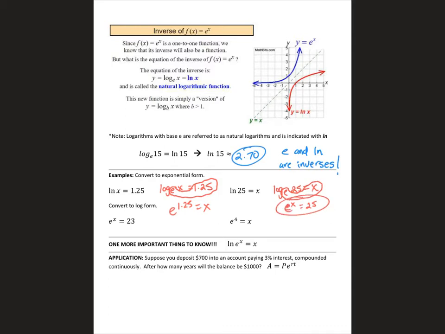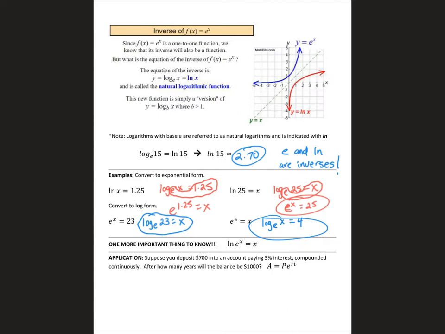Now in the next two examples, they're asking us to convert from exponential form back to logarithmic form. So to do that, e to the x equals 23. I know that I can rewrite this in log form. Log base e of my answer 23 equals my exponent x. In the second one, e to the fourth equals x. I can rewrite this as log base e of my answer x equals my exponent 4. Remember, logs find exponents.